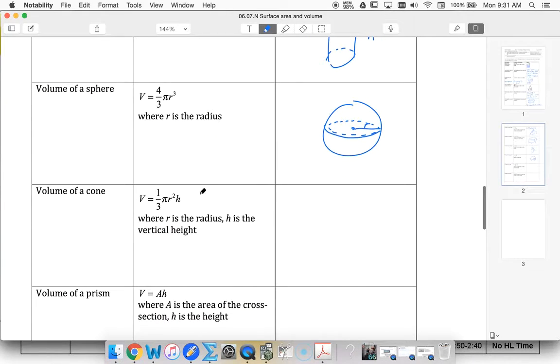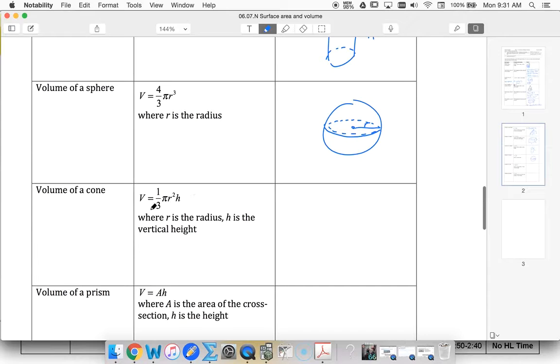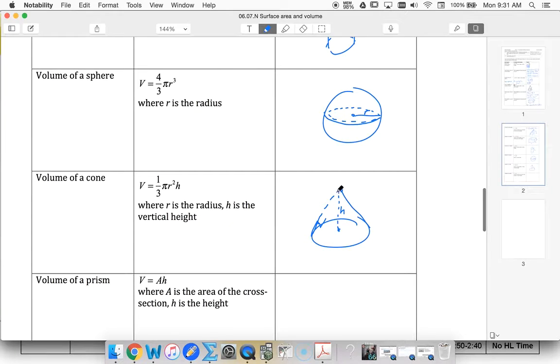Cone, again, is 1/3. Basically, these shapes that don't remain consistent all the way up, I'm going to have a third in always. So volume of a cone, this time for the cone, I need the vertical height, not the slant height. So there's my height. Oops, that could be a solid line there. And here's my height, and here's my radius. So if you have the slant height, remember we needed the slant height to find the surface area. If I have the slant height, I use the Pythagorean theorem to find my vertical height. Okay, so we're using the vertical height here.